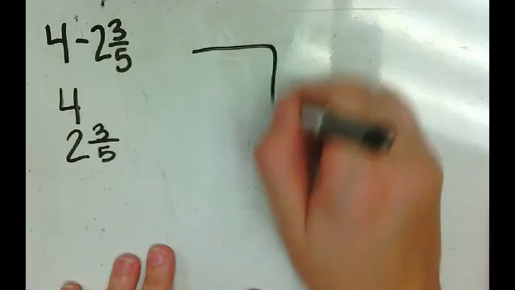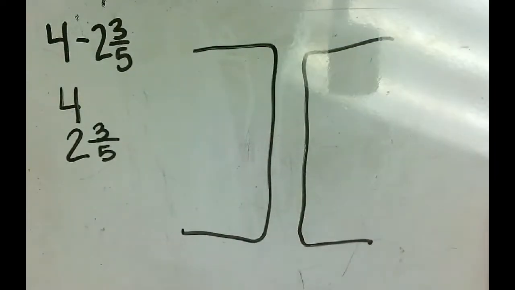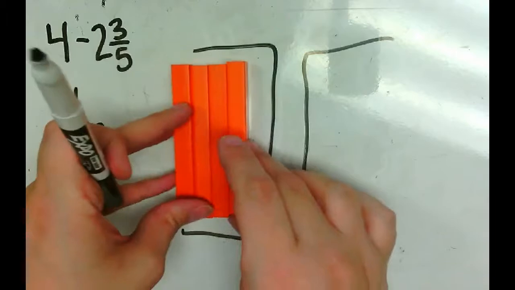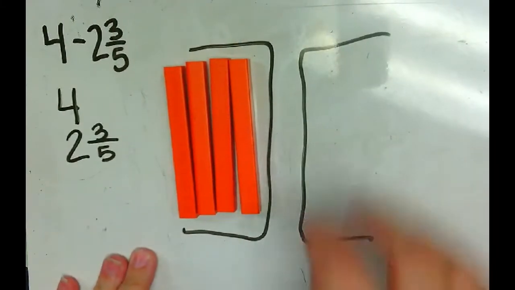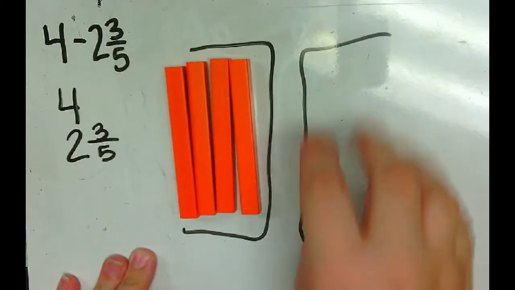So let's go ahead and represent that on here. We're still using the orange for the wholes, and you might need to share again. But we're going to do 4 wholes. Okay, so I have 4 wholes, and I want to subtract 2 3/5, right? Wait, there's nothing for me to take away. I have no fifths to take away.